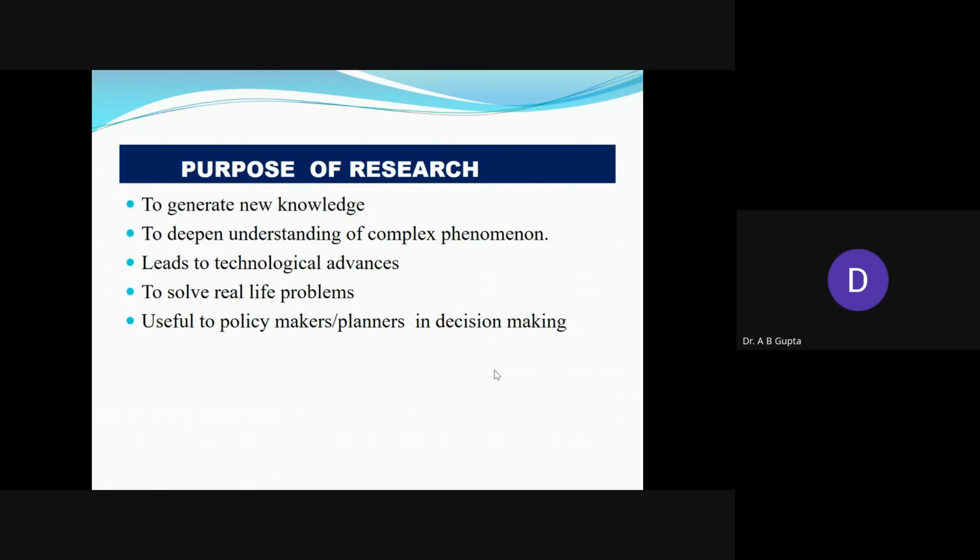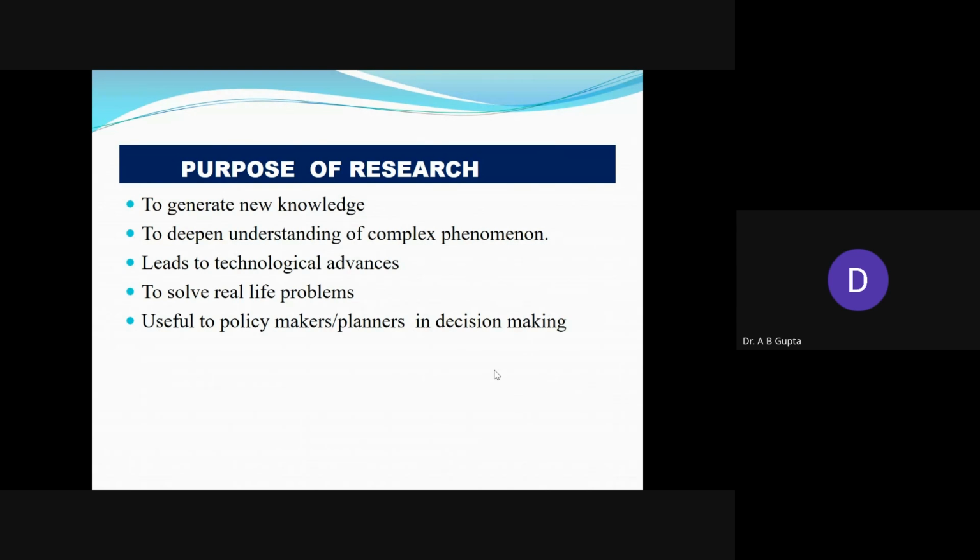You want to have better understanding of complex phenomena. Something is complex. You want to know about the universe, and how things are. What is the phenomena of a galaxy? What is the solar system? Similarly, there are so many things about which we are not clear. So if you want to have deeper understanding of the phenomena, the nature, you carry out research.